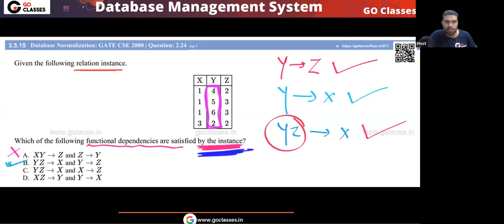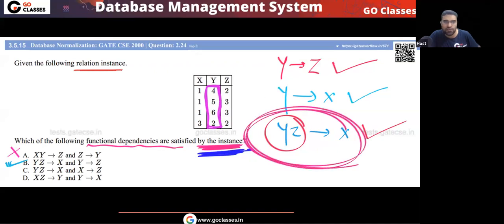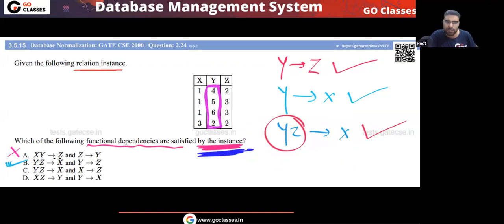Is this clear? Remember this simple point: the Y value does not repeat, so you cannot create a violation for Y determining Z. Similarly for the next functional dependency. And since Y does not repeat, the YZ combination also does not repeat, so you cannot create a violation for that dependency. For this question, the answer will be option B.